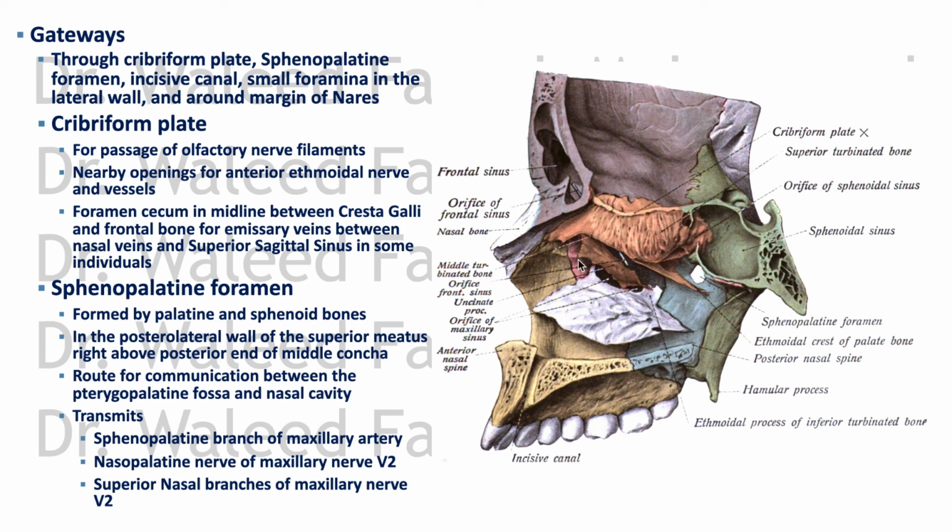And we have the famous foramen cecum. The foramen cecum is in front of the crista galli, between it and the frontal bone. Its importance lies in that it allows for communication, or emissary veins, between the venous drainage of the nose and the superior sagittal sinus, one of the dural venous sinuses. Now, we talked about emissary veins before, a connection with the cavernous sinus. This is a connection with the superior sagittal sinus. We will study these sinuses with the cranial cavity.